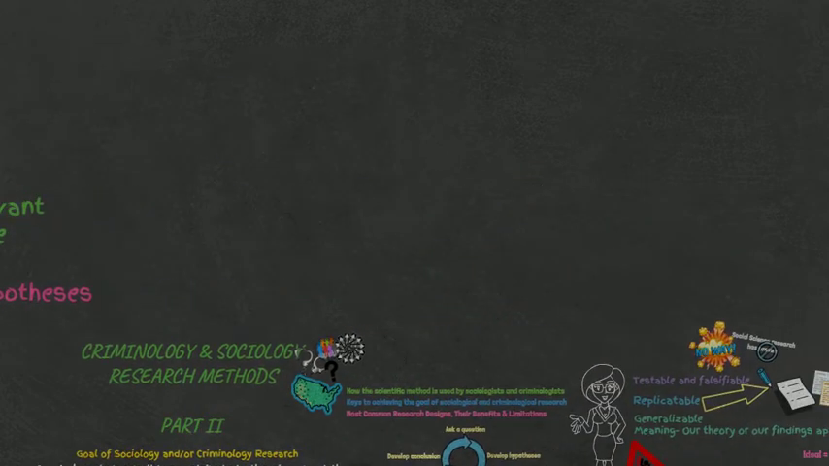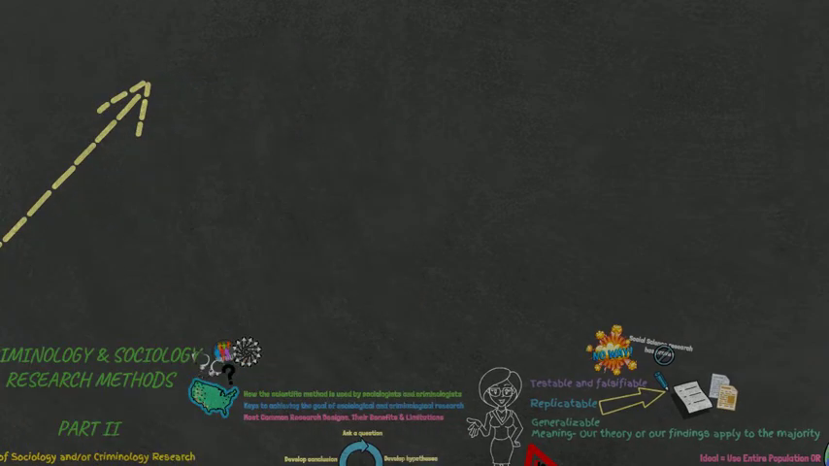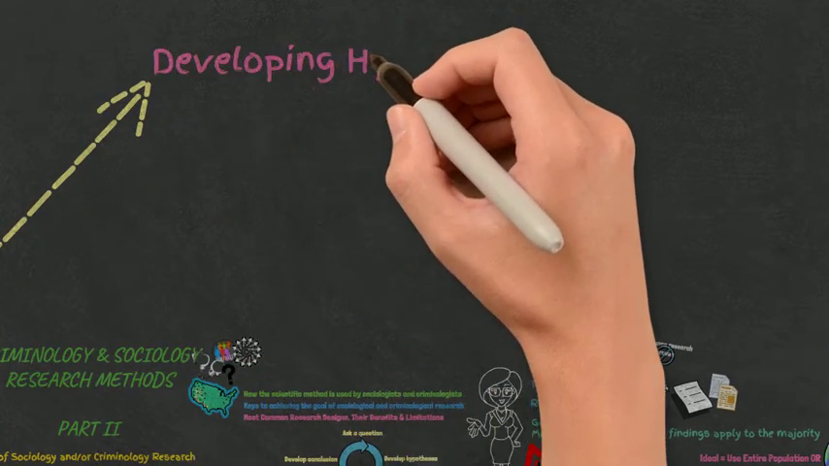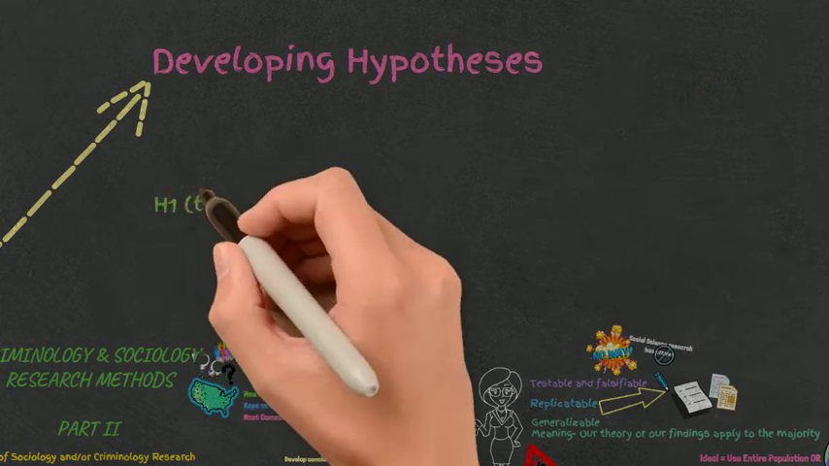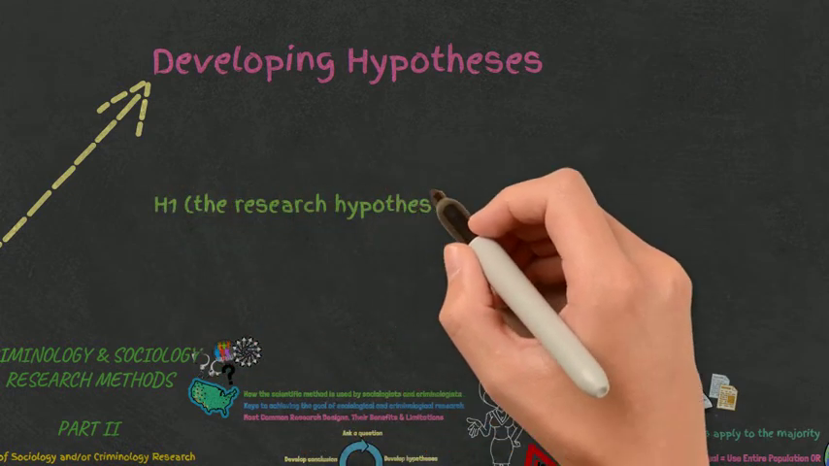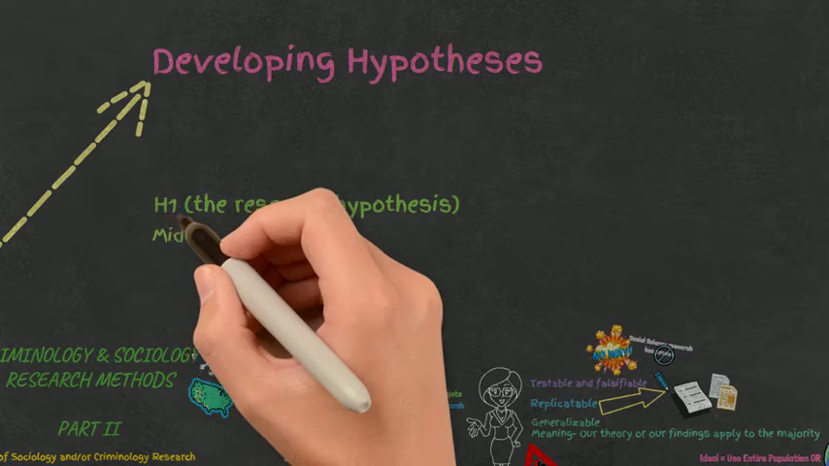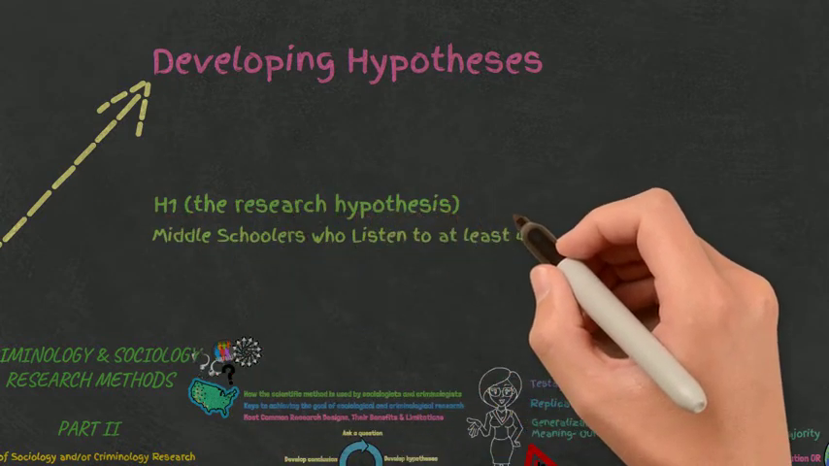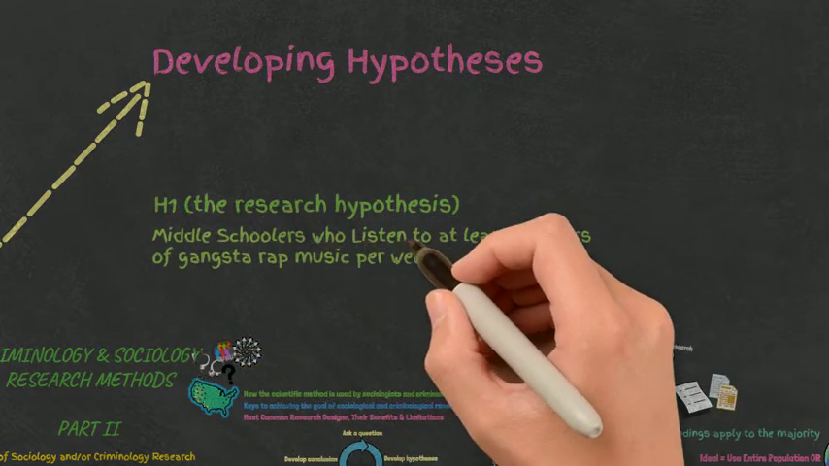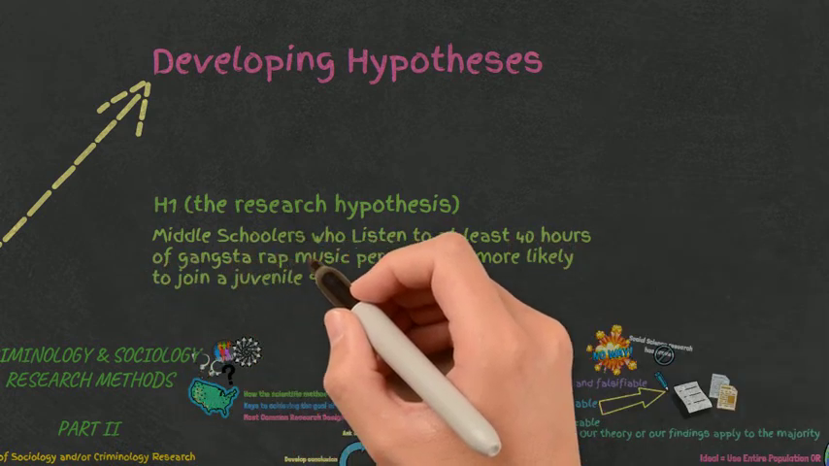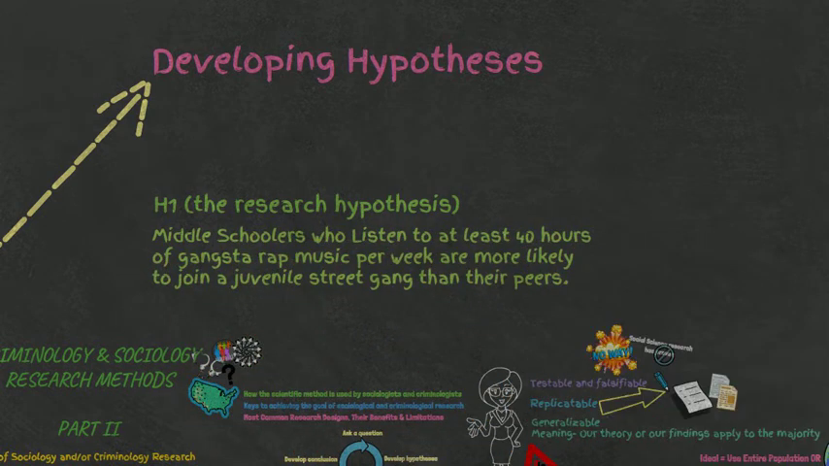Next, we develop our hypotheses. We always have at least two hypotheses. H1 is our research hypothesis. Now, sticking with our rap and gang joining example, our research hypothesis is something like middle schoolers who listen to at least 40 hours of gangsta rap music per week are more likely to join a juvenile street gang than their peers. But there's another hypothesis.